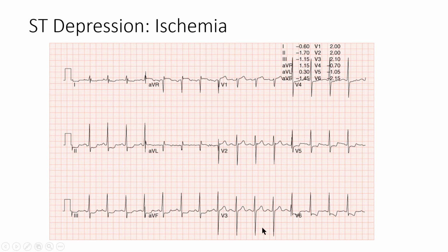but around here to V5 and V6, we do see some downsloping ST segment depression and then more horizontal here. I would say that in a patient with risk factors and signs and symptoms of coronary ischemia, this EKG sure looks like infralateral ischemia.